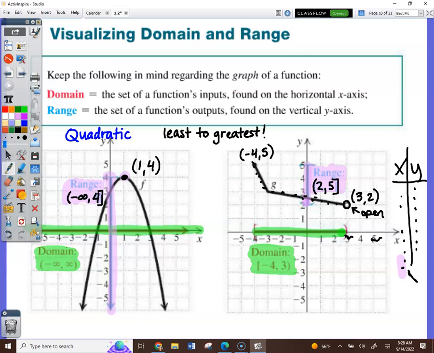I hate to say the word range, because range is just y coordinate. But you're saying the interval, you're saying all the x numbers, not range, run, there we go. All the x numbers run from negative 4 to 3. All the y numbers run from 2 to 5 on this graph. Okay.